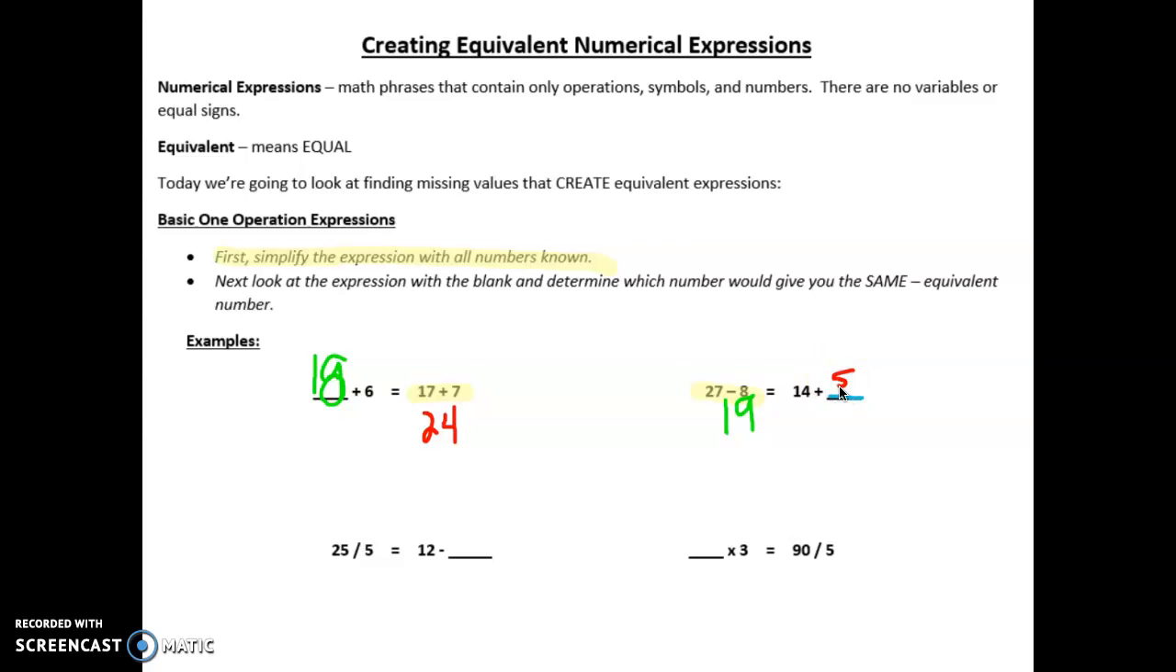All right, taking a look at a couple more. Down here on the left, 25 divided by 5 is 5. Again, I'm simplifying on the side that has all my known numbers. Then here on the right, 12 minus blank. Now again, I'm looking for that same answer of 5. So mental math or inverse operations, you should find your number to be 7, because 12 minus 7 indeed is also 5.